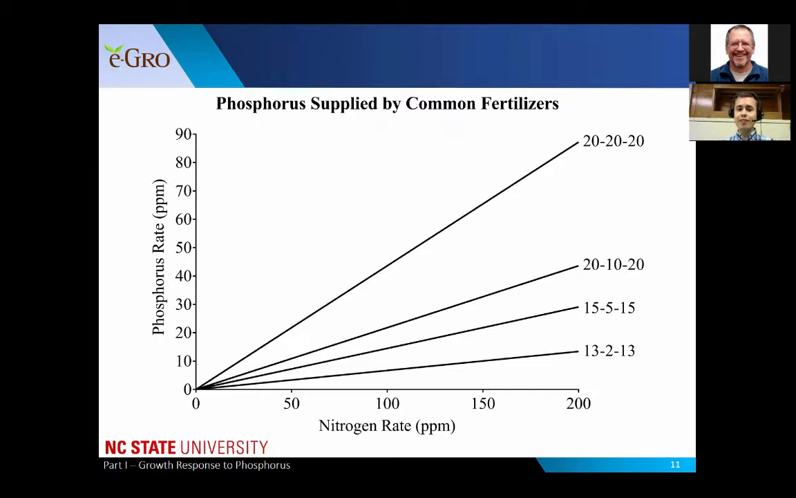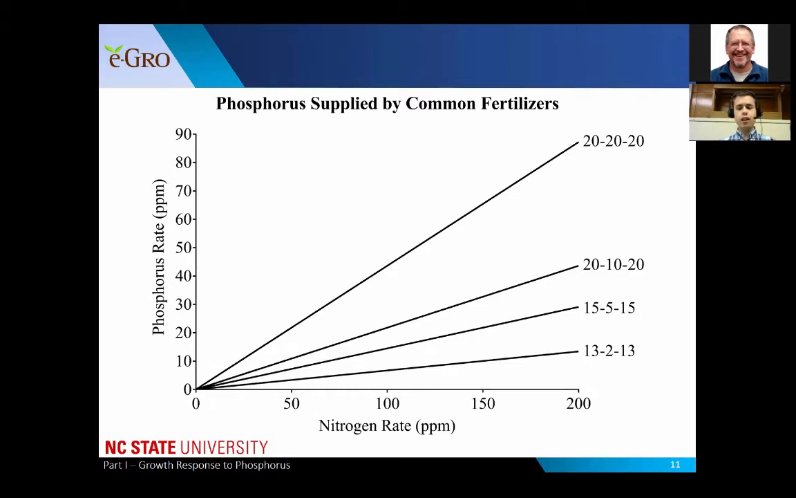So of course, that's a very, very large amount of phosphorus you'd be supplying with this very high rate of phosphorus fertilizer. If you go down to the next line, you can see a 20-10-20 fertilizer, which would provide half of the phosphorus of the 20-20-20.